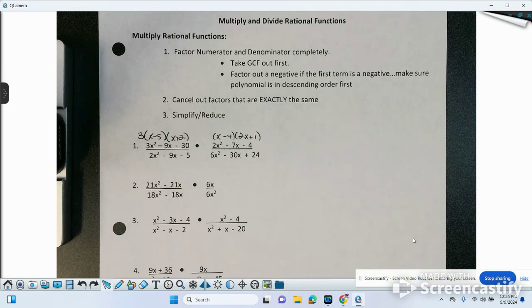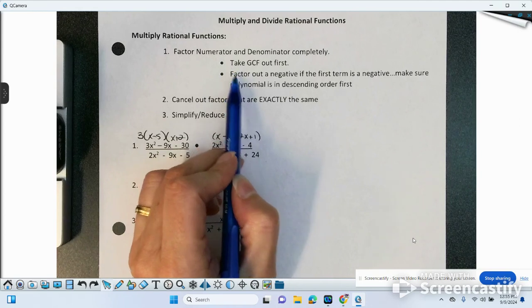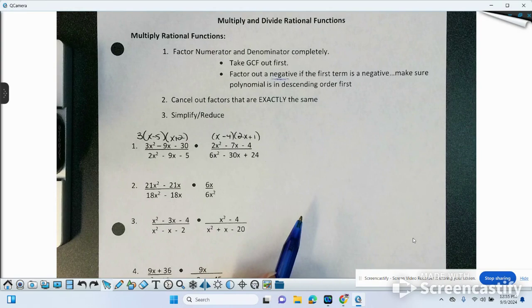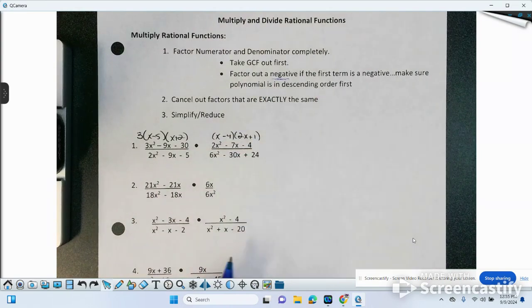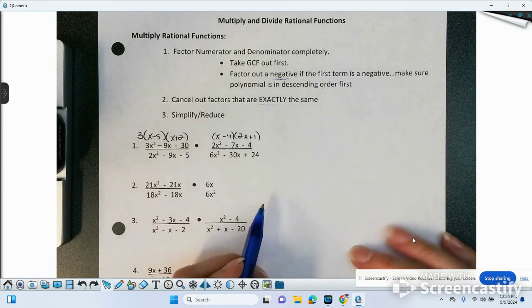So today we're just going to be multiplying and dividing, and the hardest part here is factoring. So we still can't get away from factoring. But once you factor, anything that is exactly the same on the top will cancel with what's on the bottom. And that's what it says here. You're going to factor your numerator and denominator completely. You're going to take out a GCF. You're going to factor out that negative, again, if your first term is negative, making sure that the polynomial is in descending order. You'll cancel out the factors that are exactly the same, and then we simplify and reduce.